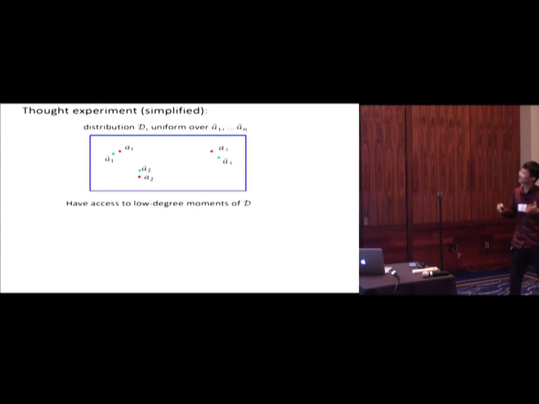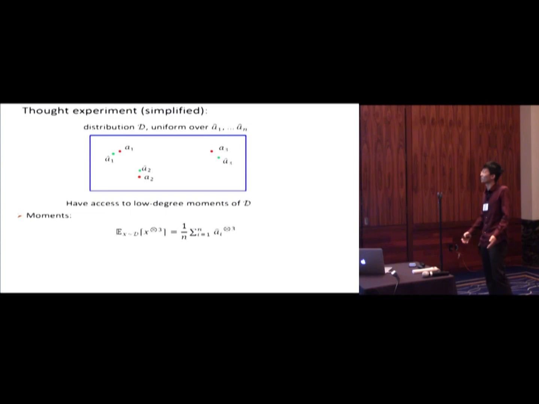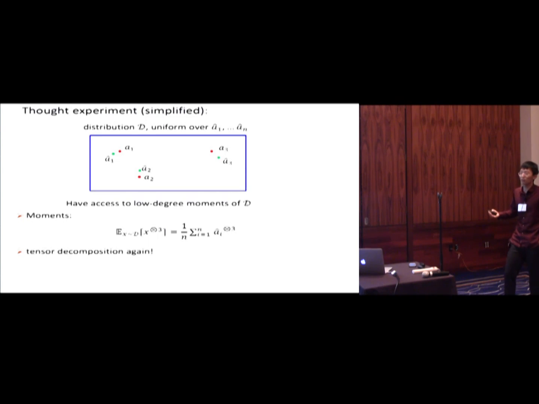So if you think about it for a minute, then you only have access to the low-degree moments, then maybe the most naive, straightforward thing to do is to look at what the moment is. And let's look at the third-order moment, right? Because this is just a uniform distribution over this AI hat, you can compute the third-order moment easily. It's 1 over n times the sum of AI hat to the tensor power 3. So this is pretty much the tensor decomposition problem again. It's kind of the same problem. And we didn't really gain anything from all of this, even in this thought experiment.